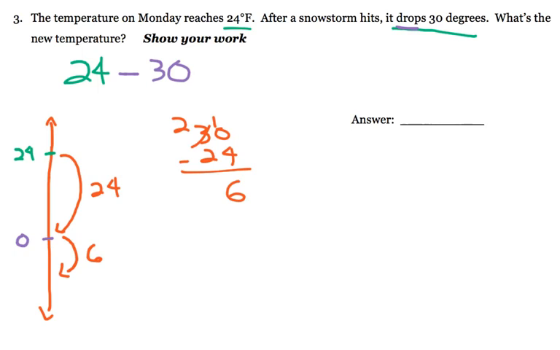And since we ended up below 0, our answer would be negative. So the temperature was, after the snowstorm hit, negative 6 degrees Fahrenheit. And the shortcut I'm sure some of you used for this type of problem is basically just doing this and then just thinking, oh, it's going to be below 0, so I know that it's going to have a negative.